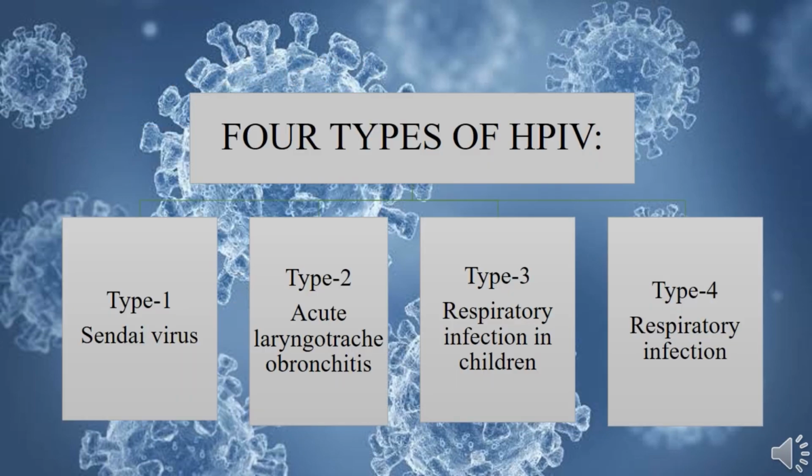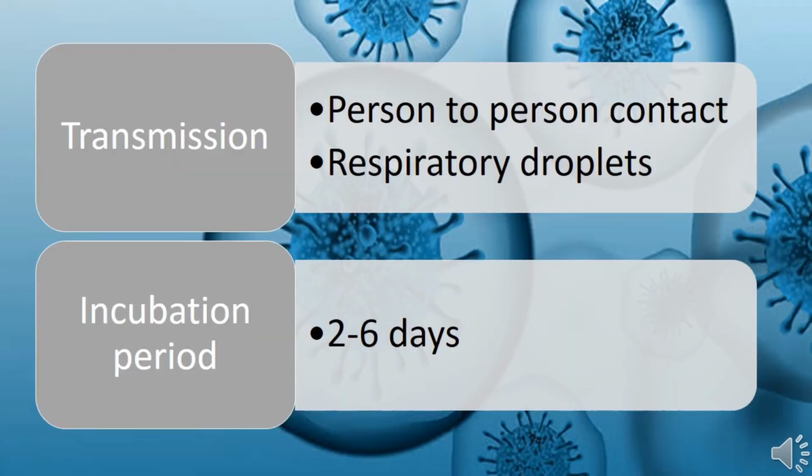The 4 types of parainfluenza viruses are type 1 Sendai virus, type 2 acute laryngotracheobronchitis, type 3 respiratory infection in children and type 4 respiratory infection. The transmission of human parainfluenza virus is that it spreads from person to person contact through respiratory droplets. The incubation period is 2 to 6 days.